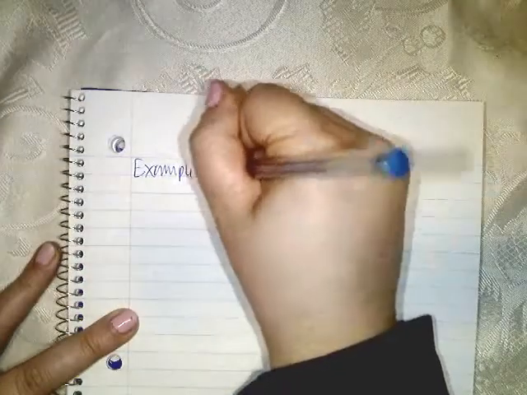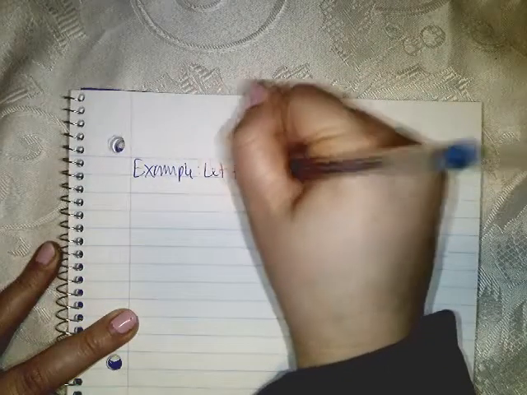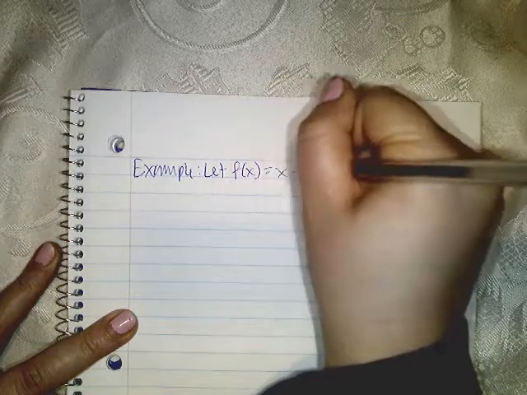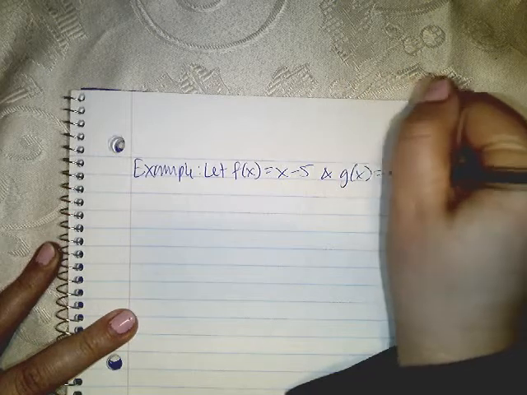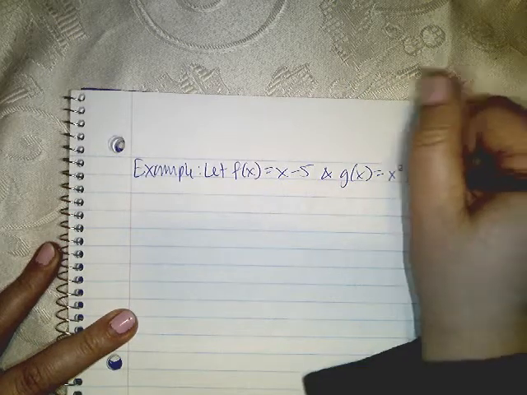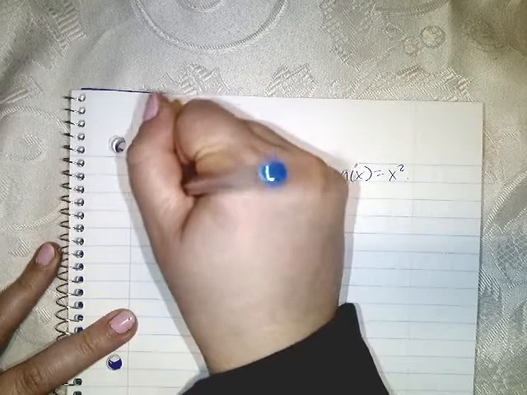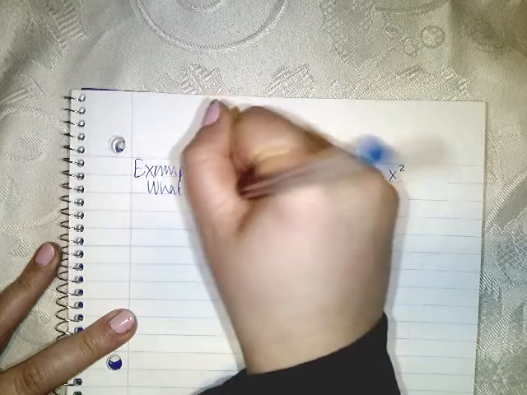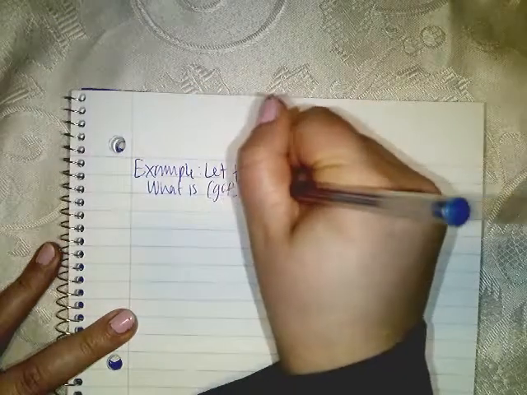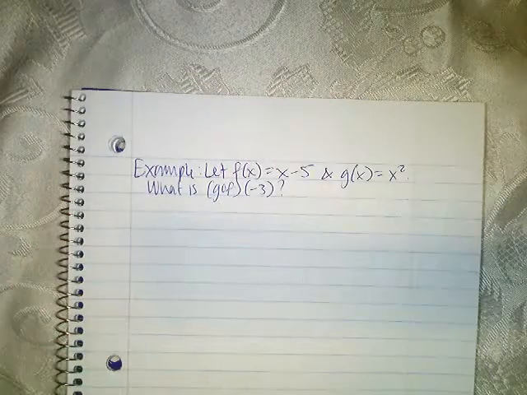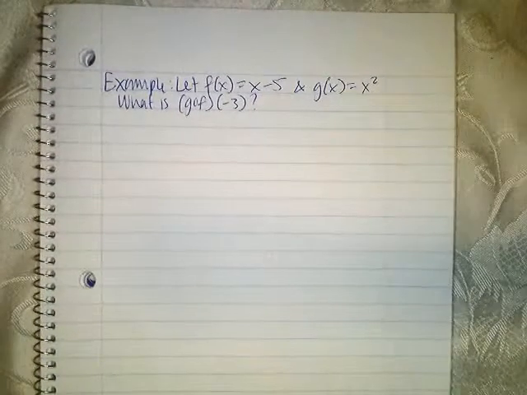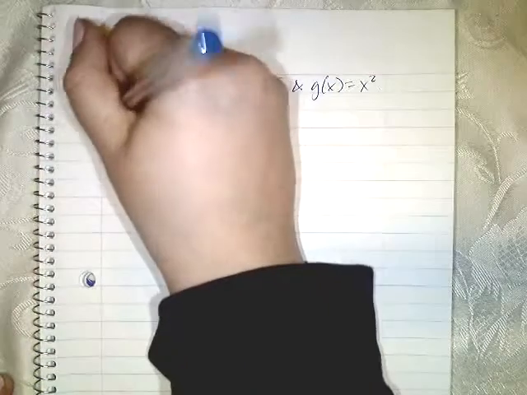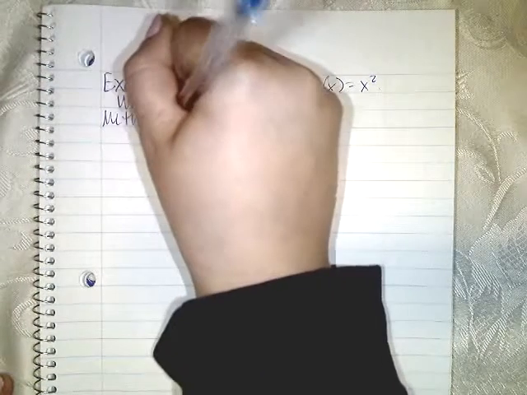So while I write this example, send me this email, but I want you to let f of x equal x minus 5 and g of x equal x squared. And I want us to determine what is g of f of -3. So there's two methods, and I'm going to go through both so you can see how they're similar and different. So method 1 I will label here.